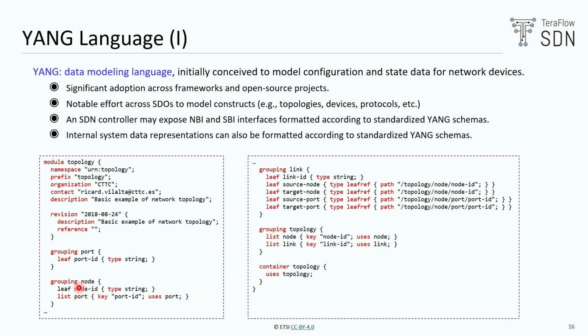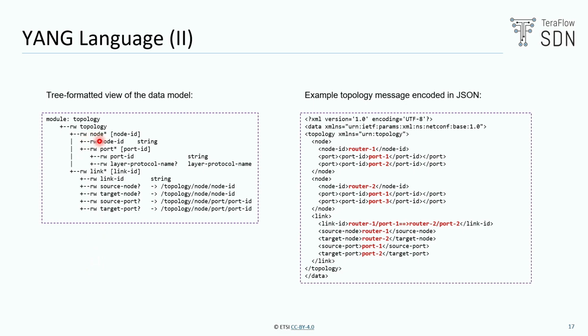Okay? The node contains a leaf that is node identifier, which is of type string, and also contains a list of ports, and each port is identified by a port ID and uses the group port. This group port has a single leaf that is the port identifier, which is of type string. Okay, so at the end here, I will show you later a tree. Here, let's go for the first part. You see that I have topology on top. Inside topology, I have a list of nodes, and each node has a node identifier, which is a string, and a list of ports that are indexed by the port ID, and then they have port ID.